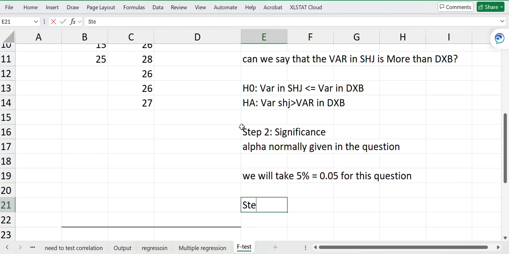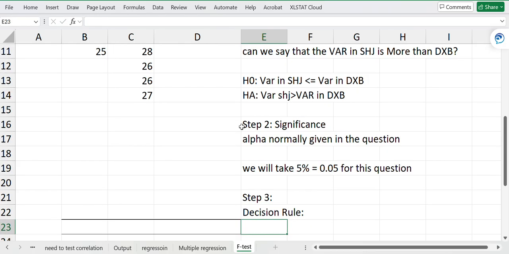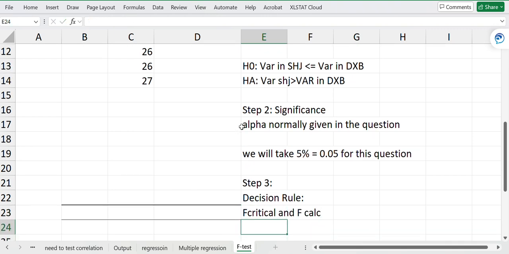What's step 3? Step 3 is the decision rule. What is the decision rule? The decision rule here is very simple and easy. We take two things, F critical and F calculated. We compare them. If F calculated is more than F critical, then reject the H naught.